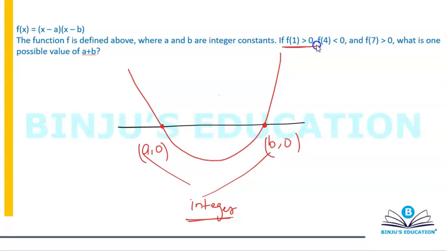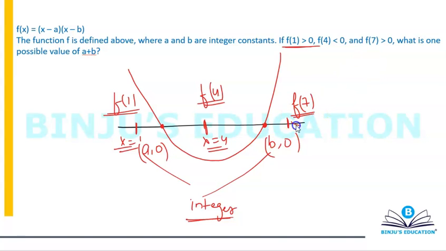f(1) is positive. That means for x equal to 1, the y coordinate of that point will lie above the x-axis. f(4) is negative. That means the y coordinate for x being 4 will be negative. And f(7) is greater than 0. So I can say that f(1) will be somewhere here, f(4) should be somewhere here, and f(7) again greater than 0, which means this point should be x equal to 7.